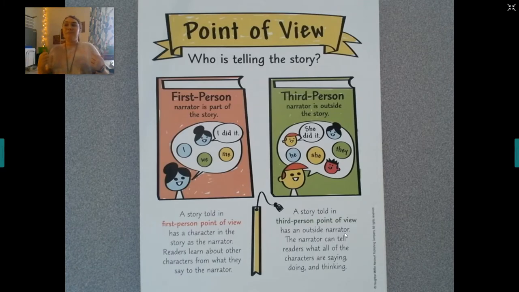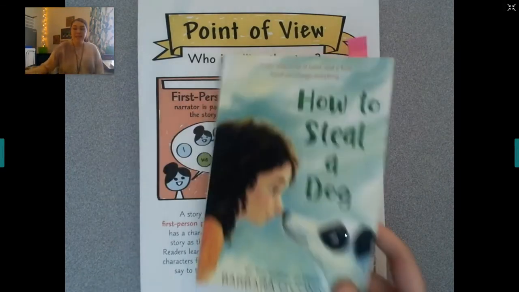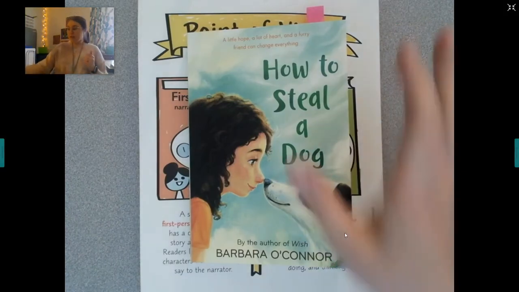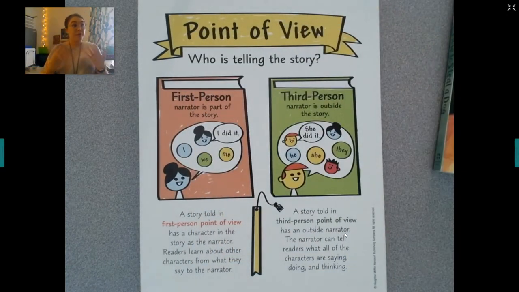And we see that in books like Wonder. If you have ever read the book Wonder, even watched the movie, it's all from Augie's point of view. Our book that we're reading right now, How to Steal a Dog, is in first person point of view because Georgina is telling the story of what is happening in her life. In Frindle, if you remember Frindle, Nick was telling the story about what is going on in his life.